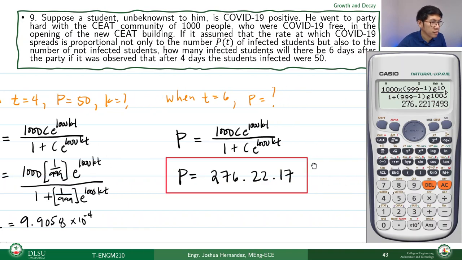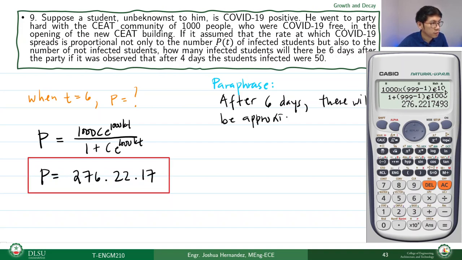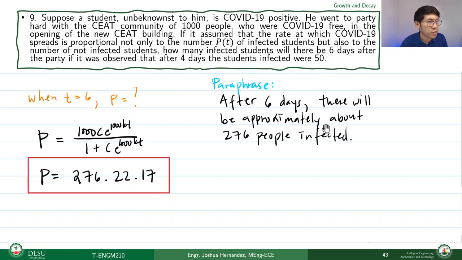So to paraphrase, after 6 days, there will be approximately 276 people infected. After 6 days, there will be approximately about 276 people infected.